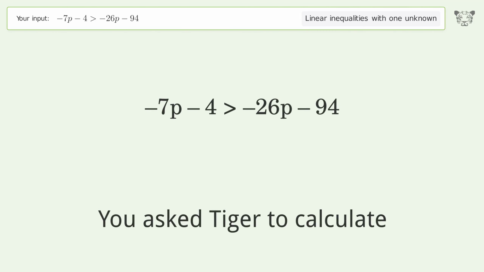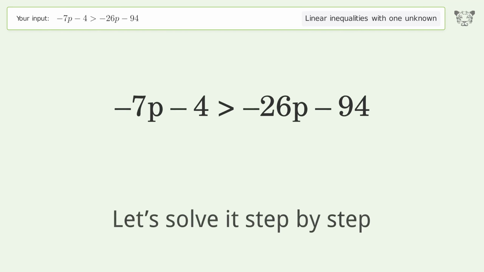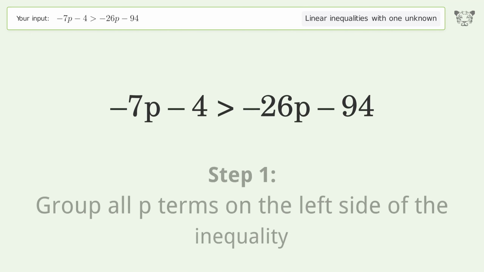You ask Tiger to calculate. This deals with linear inequalities with one unknown. The final result is p greater than -90/19 greater than -414/19. Let's solve it step by step. Group all p terms on the left side of the inequality.